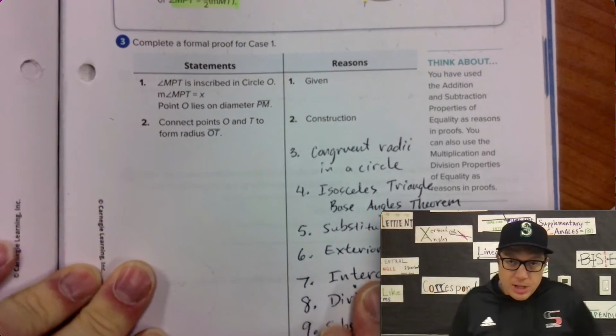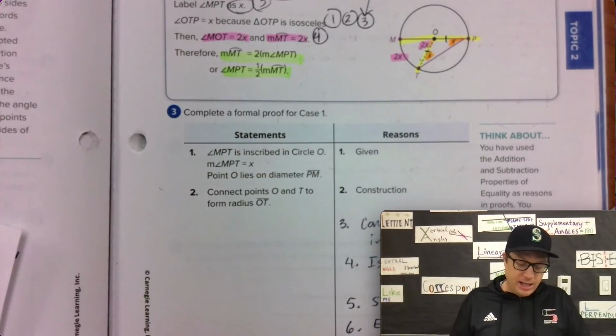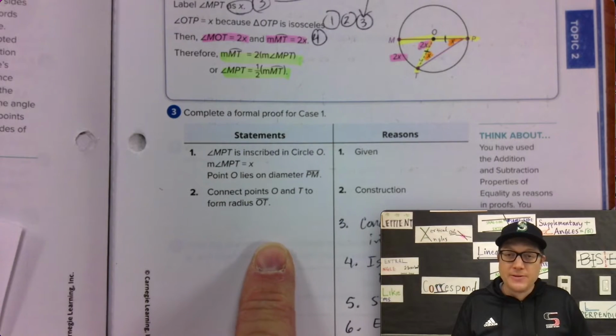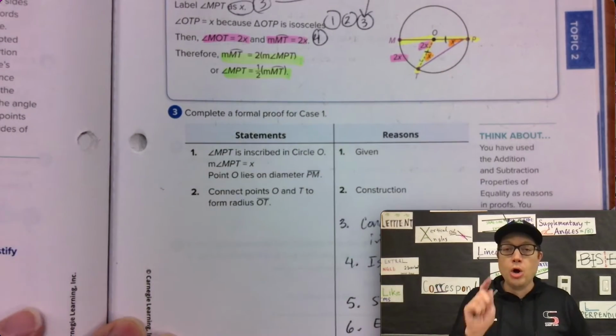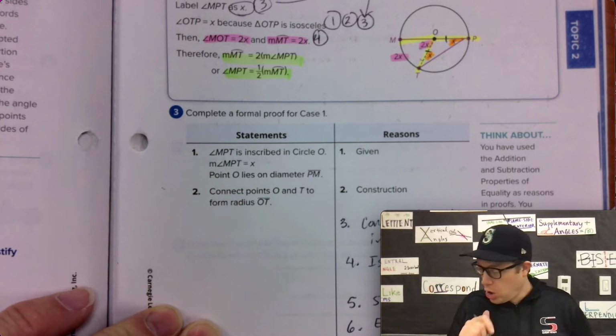So using the diagram, using the fact that statement 3 and reason 3 have to match, I'm looking at showing what I highlighted yellow. OP and OT are congruent.